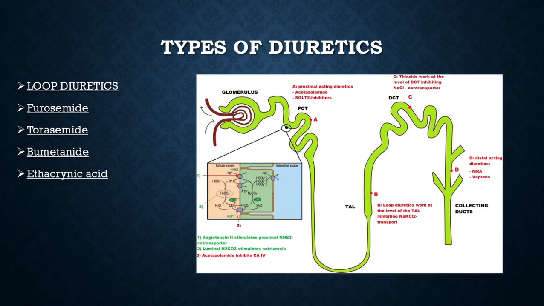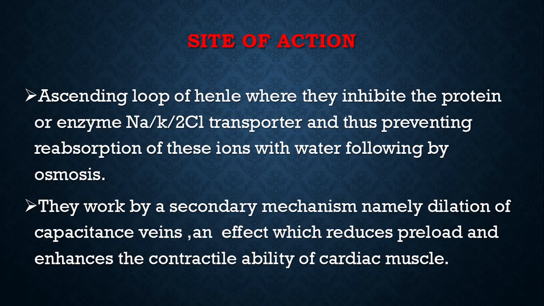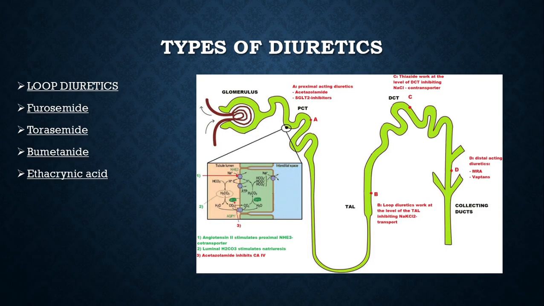The examples of loop diuretics are furosemide, torsemide, bumetanide, and ethacrynic acid. Now, when it comes to the site of action, where do these loop diuretics work? From their name, we can tell that these drugs simply work on the ascending loop of Henle. So this is the part of the nephron that these drugs target, the ascending part of the loop of Henle. So when they are taken, they come to work at this site.